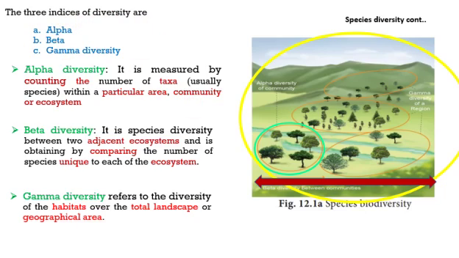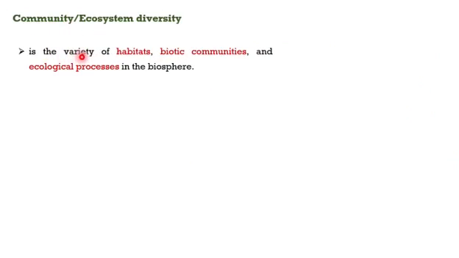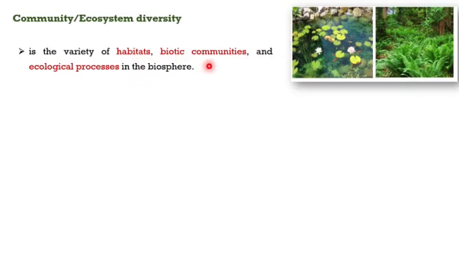If you have any doubts, please don't hesitate to contact me again. Let's see the final diversity: community or ecosystem diversity. As the name suggests, it is the variety of habitats, biotic communities and ecological processes in the biosphere. So you guys know what is biosphere, right? The entire planet Earth, wherever you have life forms, right?